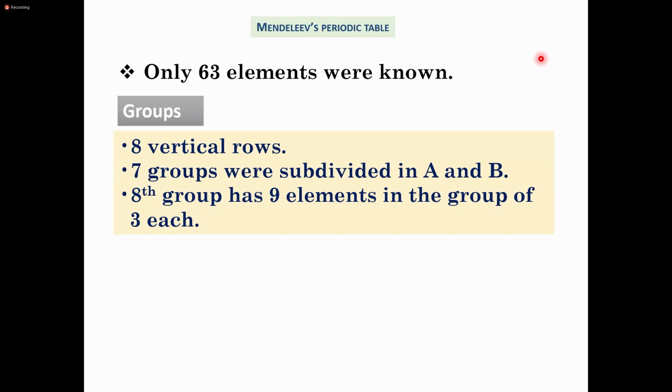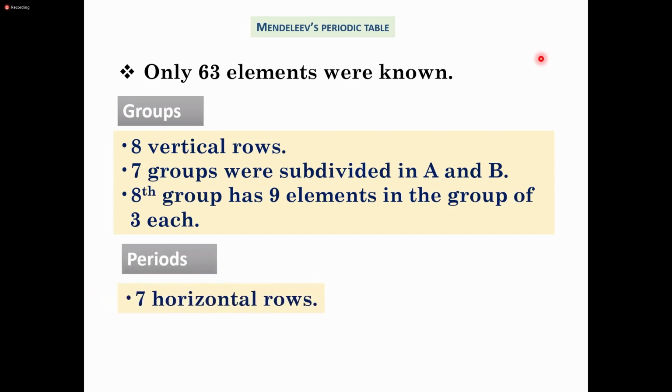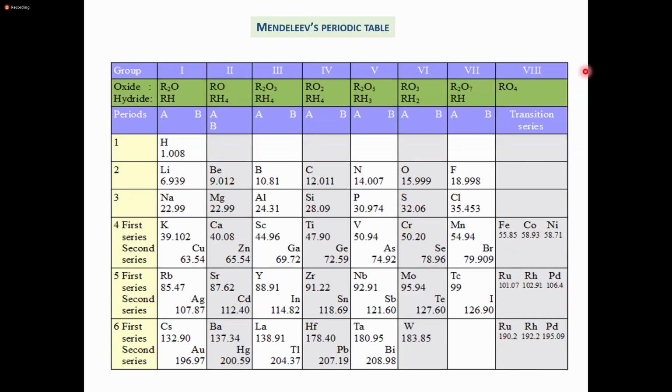That means there are subgroups, so there are actually seven groups, but the eighth group has nine elements. These nine elements are in groups of three. I will show you how he actually made this table. In the periods, there are seven horizontal rows. So this is Mendeleev's first periodic table, where we can see the periods and the groups. First of all, in Mendeleev's table, the first element is hydrogen.